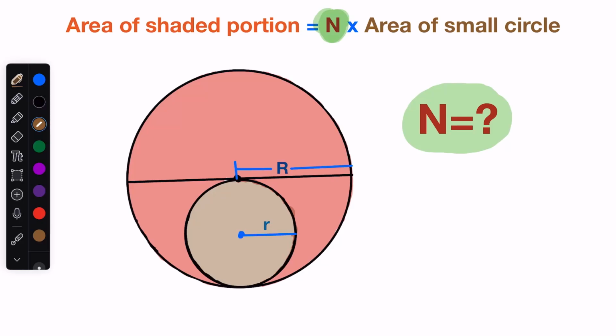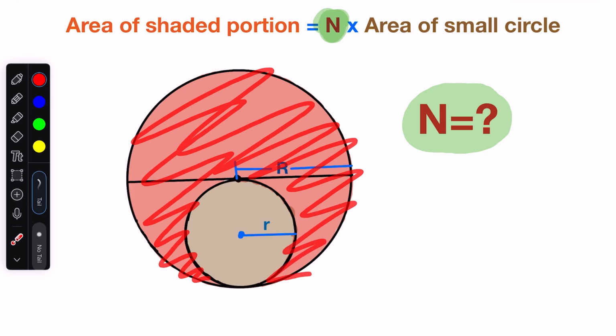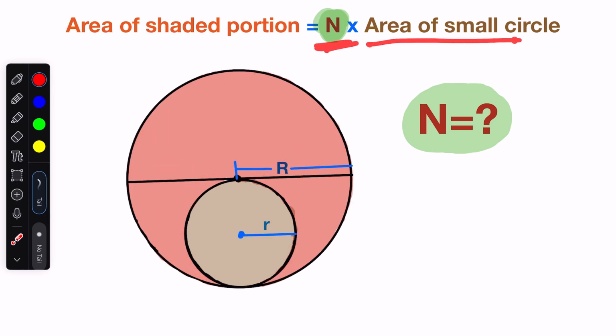Hello everyone. So we have got this question which says area of shaded portion. Area of this shaded portion. Shaded portion is this one. This is n times the area of a small circle. This one is the small circle.